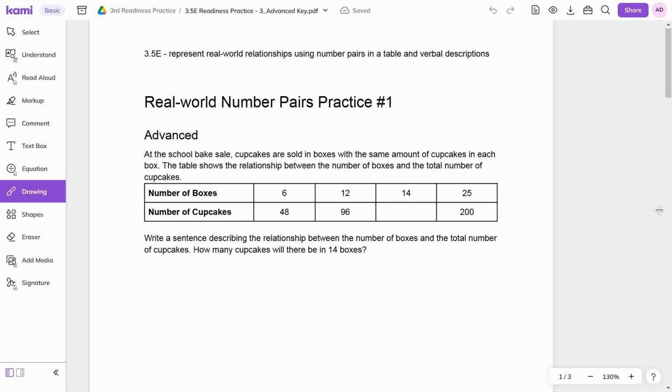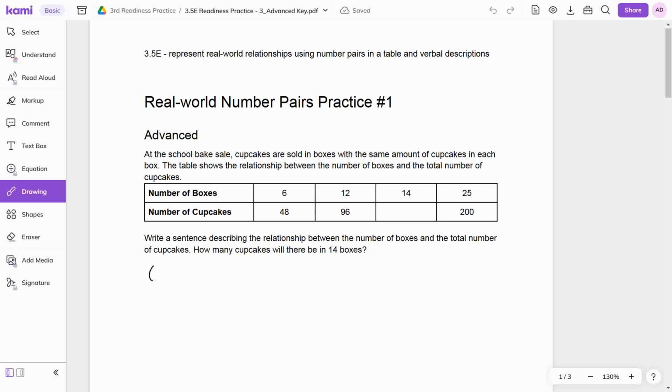So first we have a bake sale. We have a table here. We notice that the table is not complete, so we are going to need to figure out what's in that missing box. But we have this table showing the relationship between the number of boxes and the total number of cupcakes that are involved with this bake sale. So we need to write a sentence, and then we need to figure out how many cupcakes there will be in 14 boxes. So let's first look at our relationship here.